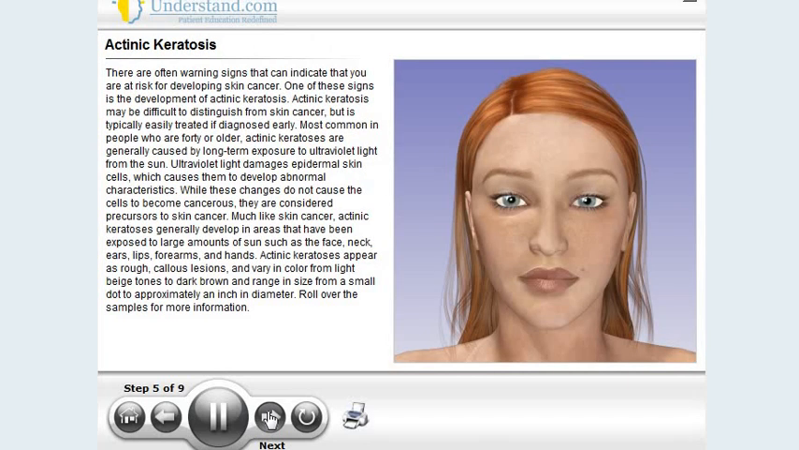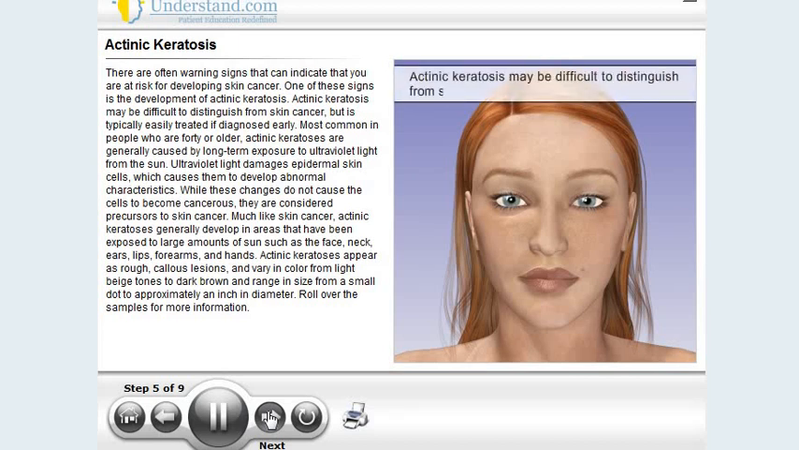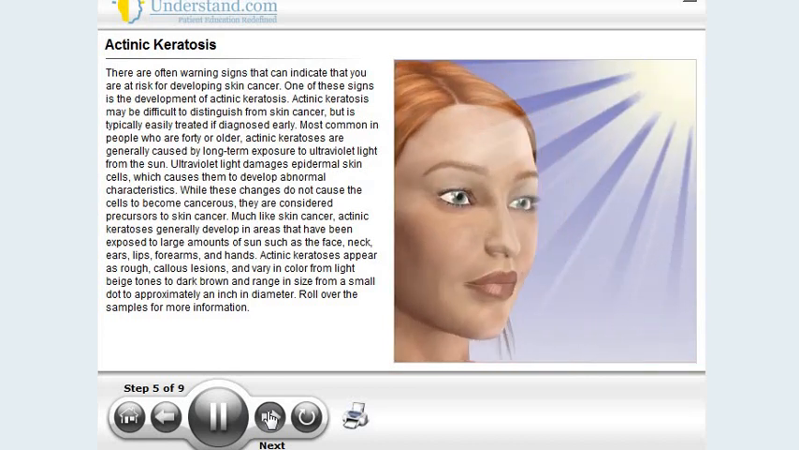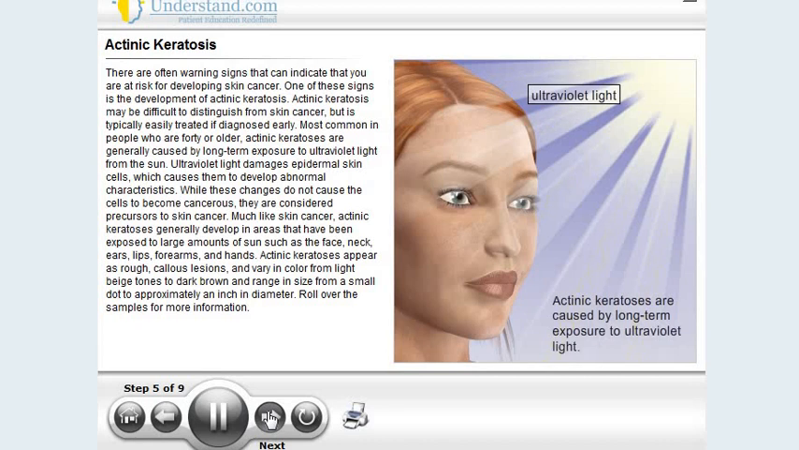There are often warning signs that can indicate that you are at risk for developing skin cancer. One of these signs is the development of actinic keratoses. Actinic keratoses may be difficult to distinguish from skin cancer, but are typically easily treated if diagnosed early. Most common in people who are 40 or older, actinic keratoses are generally caused by long-term exposure to ultraviolet light from the sun.